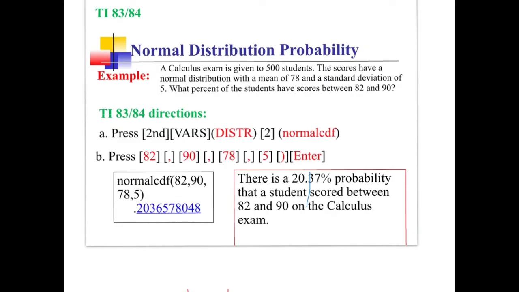So here are the calculator instructions. You would go to your TI-83 or TI-84, and you'll hit 2nd, VARS, DISTR, and you would go down to normalcdf. So the syntax is going to be beginning to end, mean, and standard deviation, and hit enter.